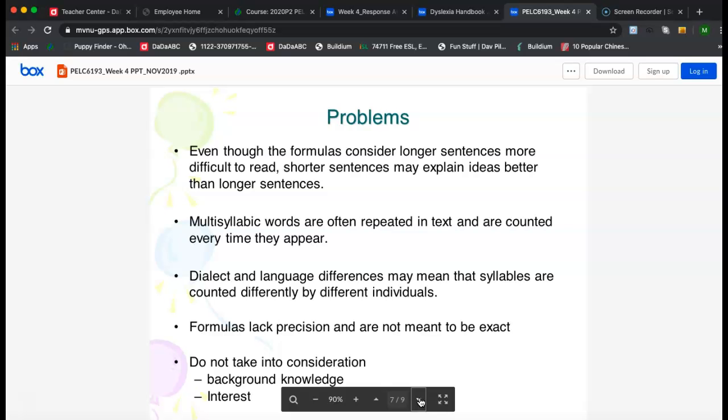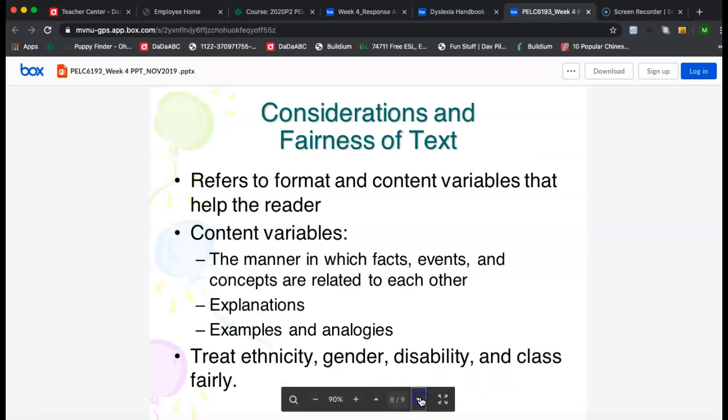Multisyllabic words are often repeated in text and are counted every time they appear. Dialect and language differences may mean that syllables are counted differently by different individuals. As I said before, these readability formulas lack precision and are not meant to be exact. They do not take into consideration background knowledge or interest.